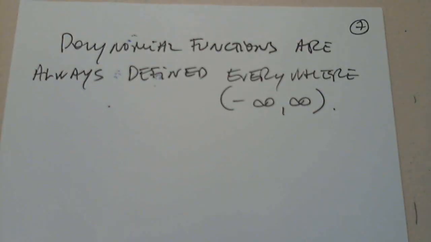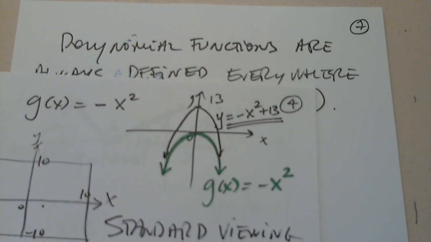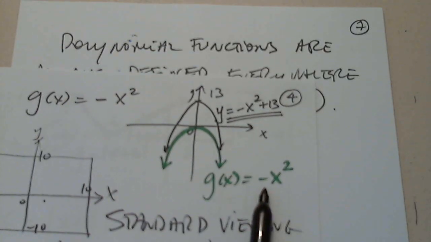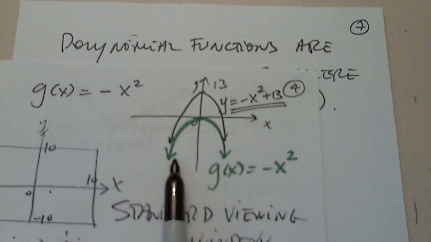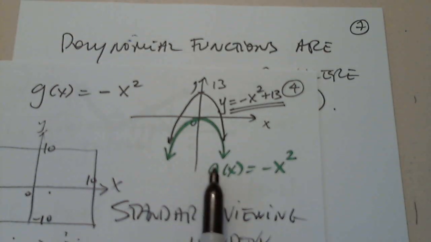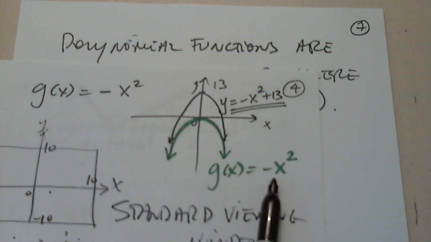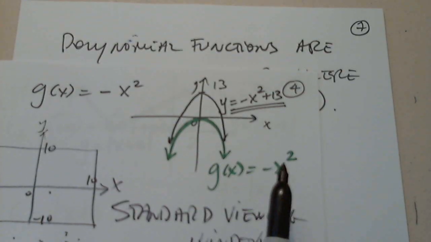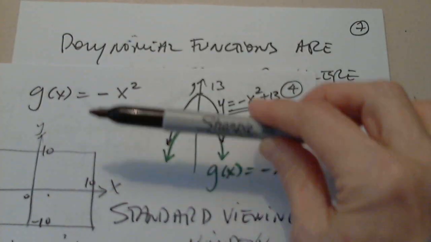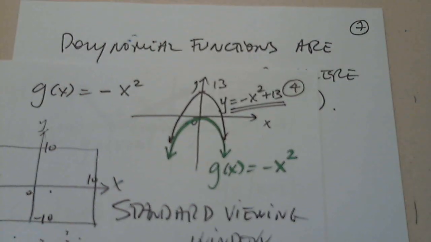So here's a polynomial function. What is the range of this function? Negative x squared function. Well, the domain is the same. Yes, all real numbers. But the range of this green function is? Negative infinity till? 0. That's it.